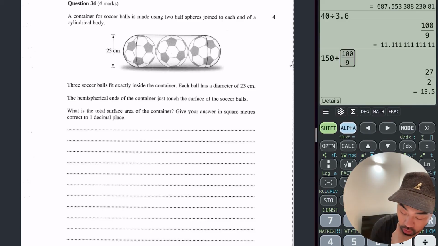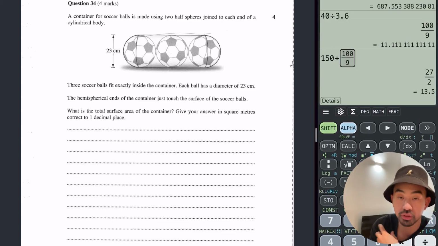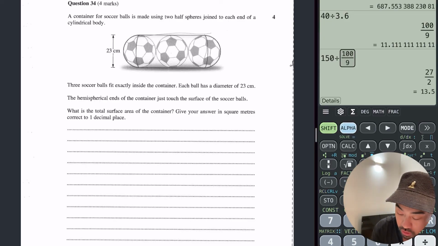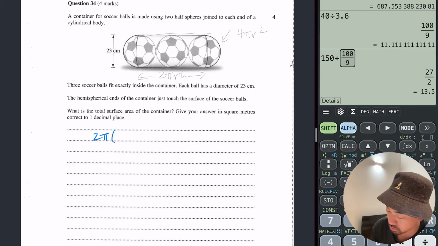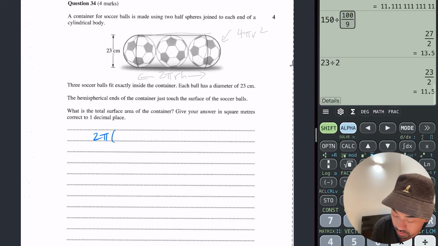All right, so clearly I've got a cylinder with no ends. So hopefully you remember the cylinder with no ends is 2 pi r h. That's the surface area of the curved bit. And as for the spheres, well, you got 2 hemispheres. That's 1 sphere. That's 4 pi r squared. Okay, so I just need that in my formula. All right, so 2 pi radius, which is 23 divided by 2, 11.5. And I need the height of this. Okay, well, the height of this cylinder is going to be 23 plus another 23. So what's that? 46.